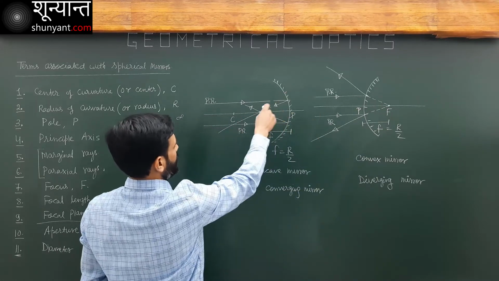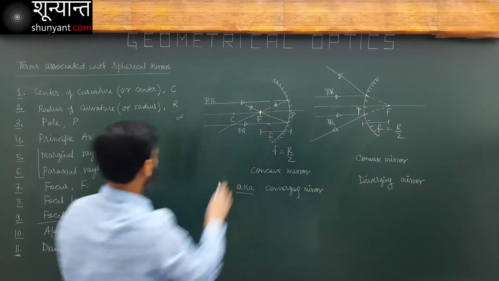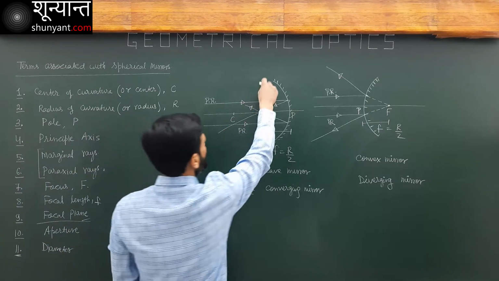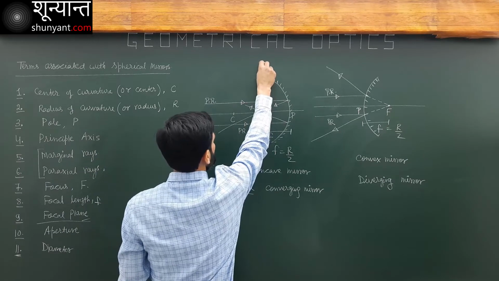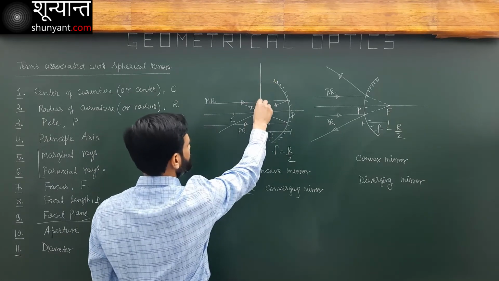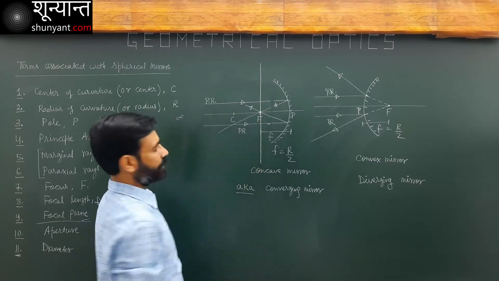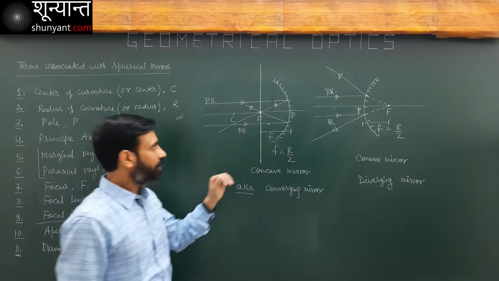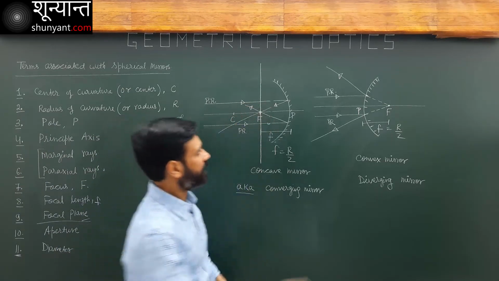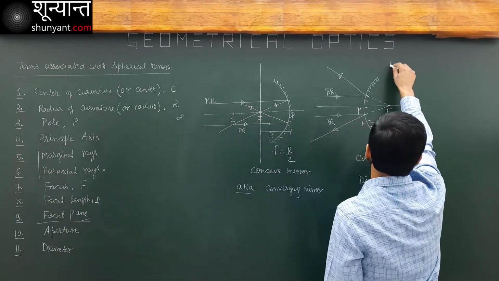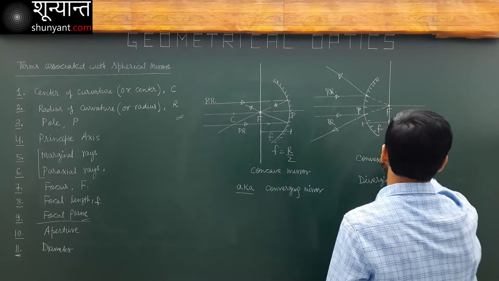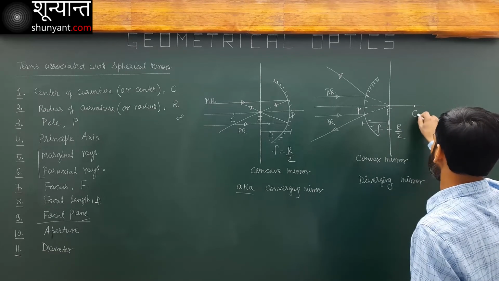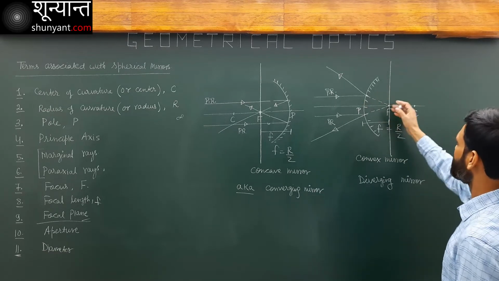Now, this plane we are defining as a focal plane. What is a focal plane? Note down, it is a plane perpendicular to principal axis and passing through focus. In both cases, here also, this is known as focal plane. This is the center, perpendicular to principal axis, passing through focus.